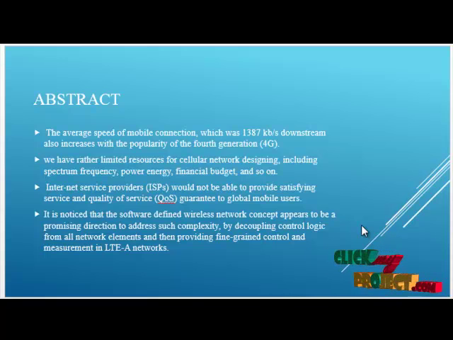It is noticed that the software-defined wireless network concept appears to be a promising direction to address this complexity by decoupling the control logic from all network elements and then providing fine-grained control and measurement in LTE-A networks.